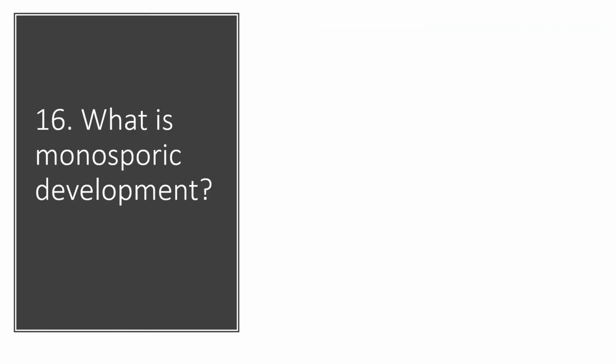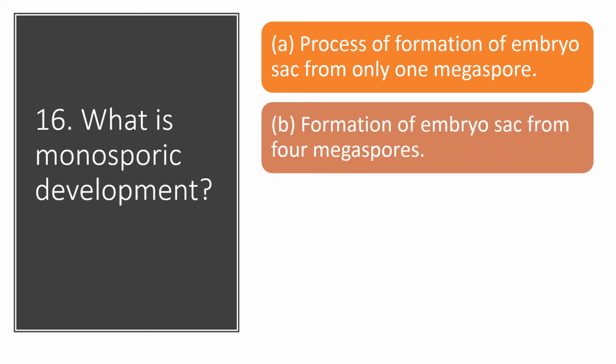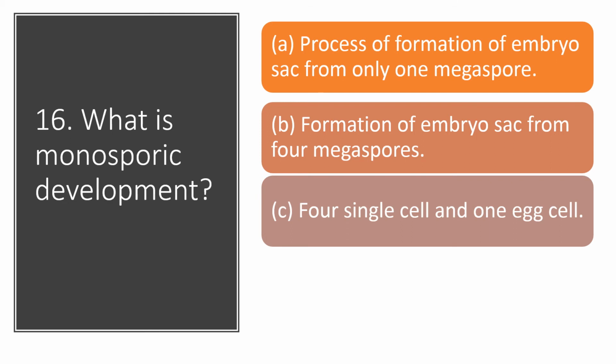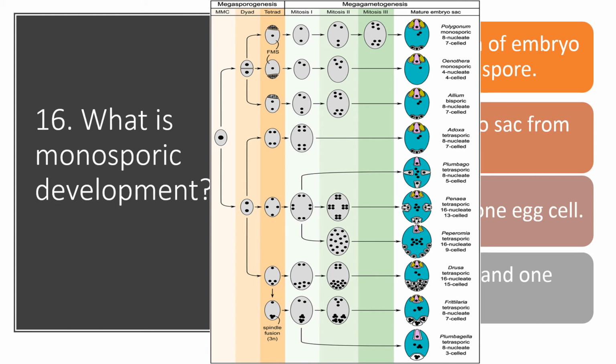Coming to question number 16, what is monosporic development? The options are: A, process of formation of embryo sac from only one megaspore. B, formation of embryo sac from 4 megaspores. C, 4 single cells and 1 egg cell. D, 3 antipodal cells and 1 egg cell. So here is a schematic representation of how the embryo sac forms. We know that the megaspore mother cell undergoes meiosis to form 4 megaspores, but we studied that out of 4 only 1 will survive and the other 3 will disintegrate.